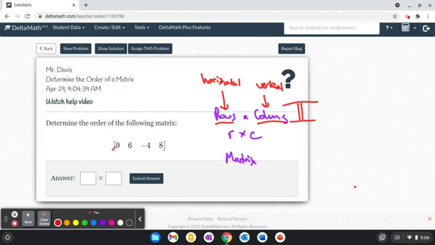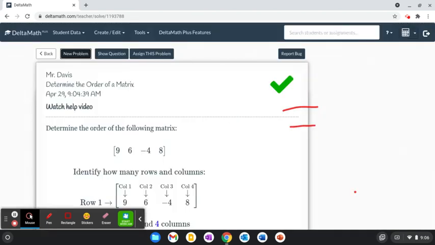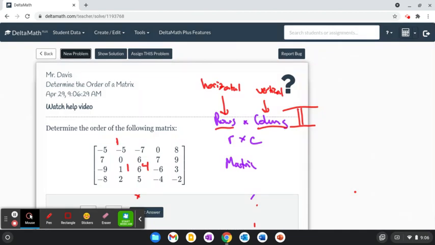So if we take, for example, this one has just one row, right? Because it just has one horizontal. So it's one row. And then columns, it has 1, 2, 3, 4. So this is a 1 by 4 matrix. One row and 4 columns. Very basic understanding, but it is important that you get this.